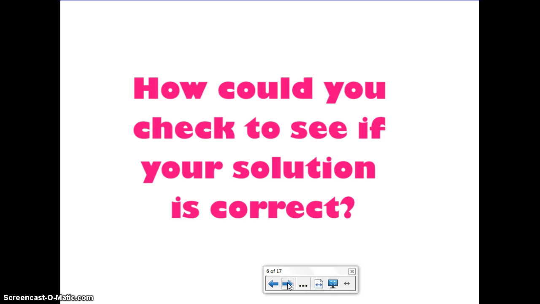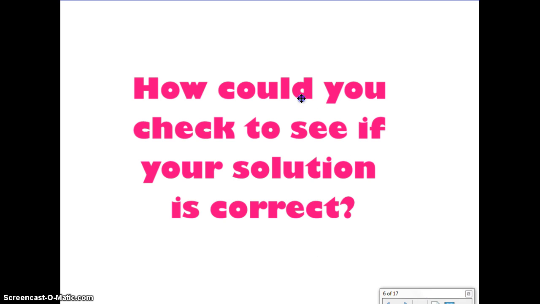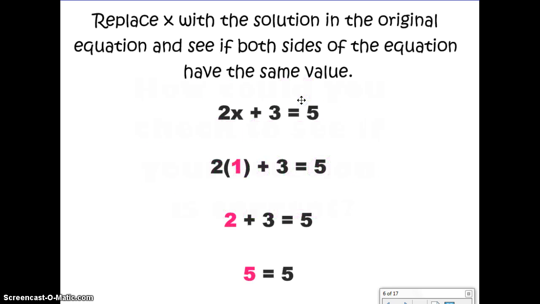Now, wouldn't it be great if we could check to see if our answer is correct? It sure would. So we can replace the value of x, which we found for this problem to be 1, and then we check. 2 times 1 is 2. 2 plus 3 is 5. The left side of the equation is equal to the right side of the equation. That means the value of 1 we found for x is true.